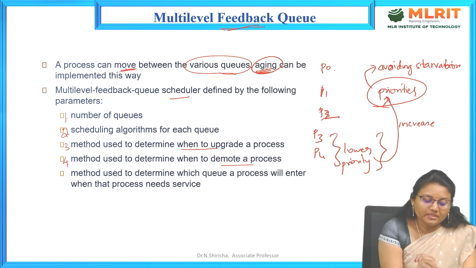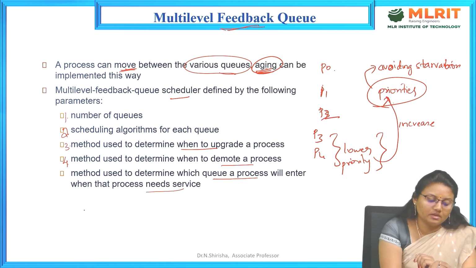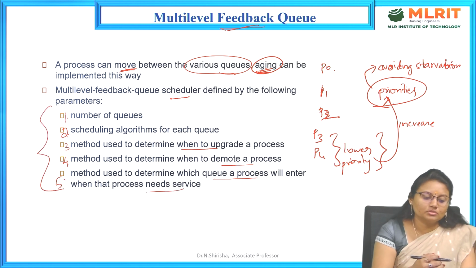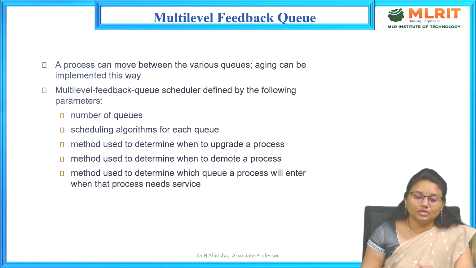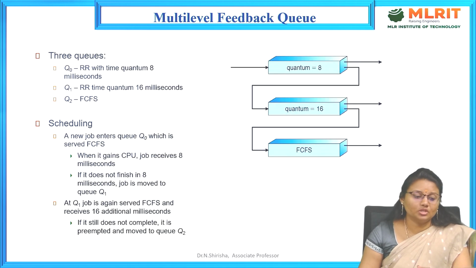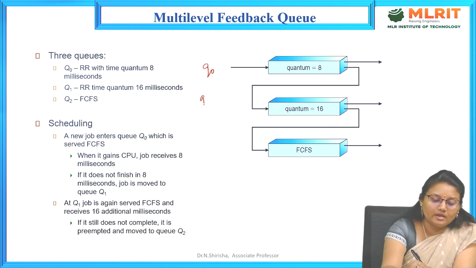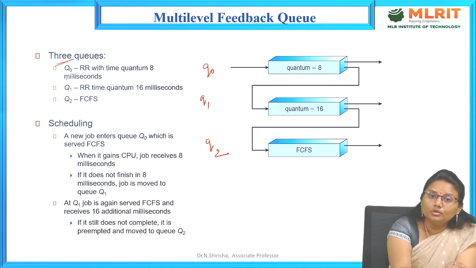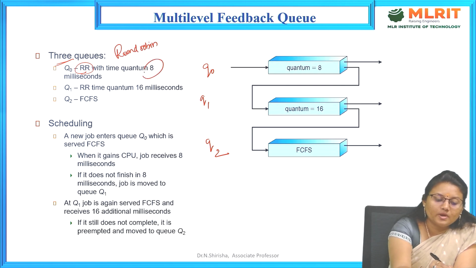Next one: the method used to determine which queue a process will enter when that process needs service. So all these parameters should be taken care of by the multi-level feedback queue scheduling. We'll see a small diagram where we have three queues: Q0, Q1, and Q2. Q0 is indicating RR. What is RR? Round robin. So we have a round robin algorithm with a time quantum of 8 milliseconds.